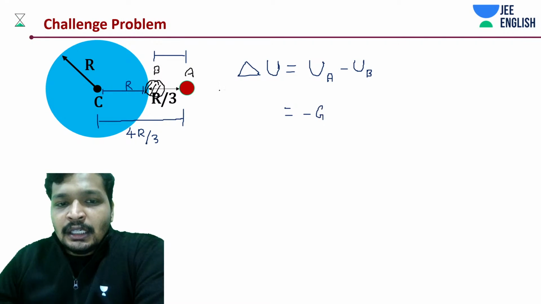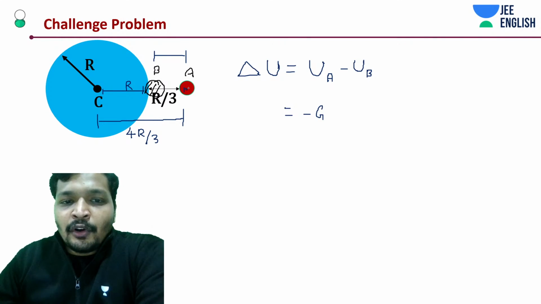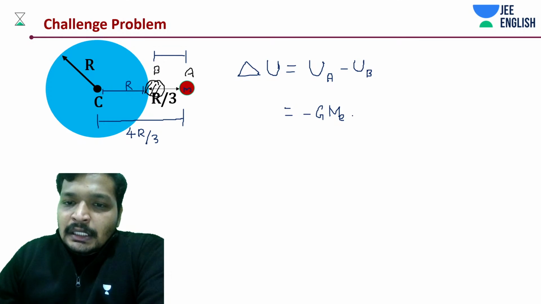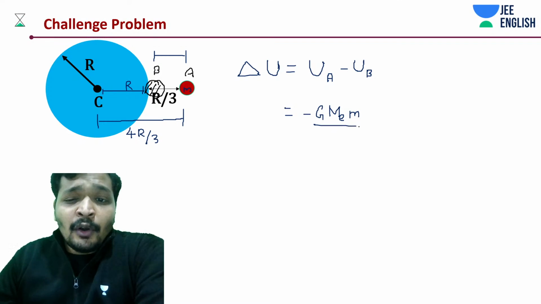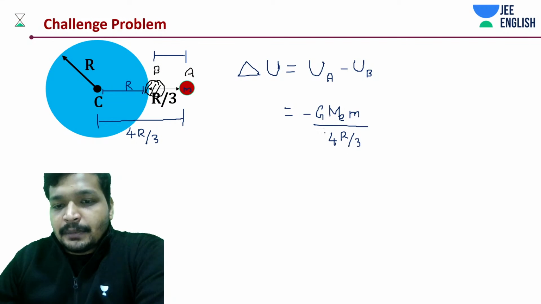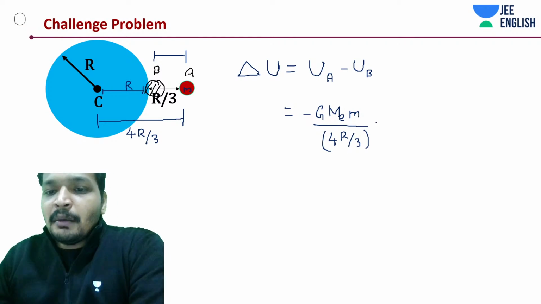So UA is going to be minus G, if you assume the mass of this ball to be m and the mass of the earth to be capital M, G times M of the earth into m of the ball divided by 4r by 3. Minus that off.